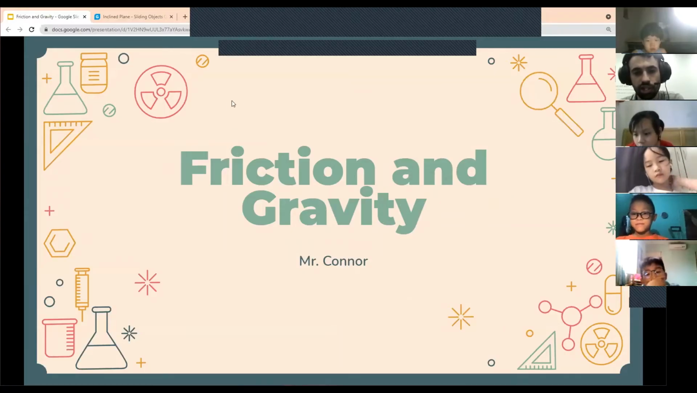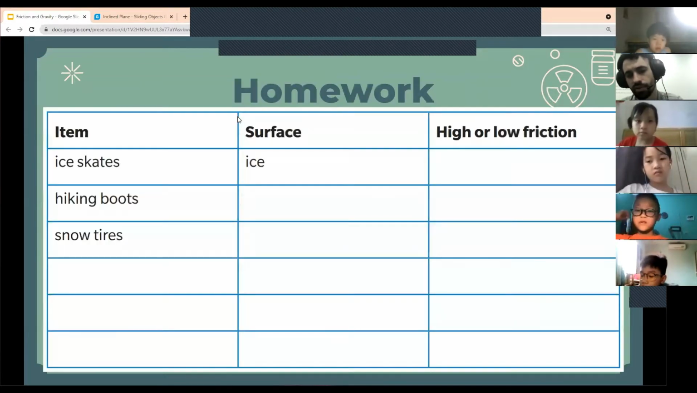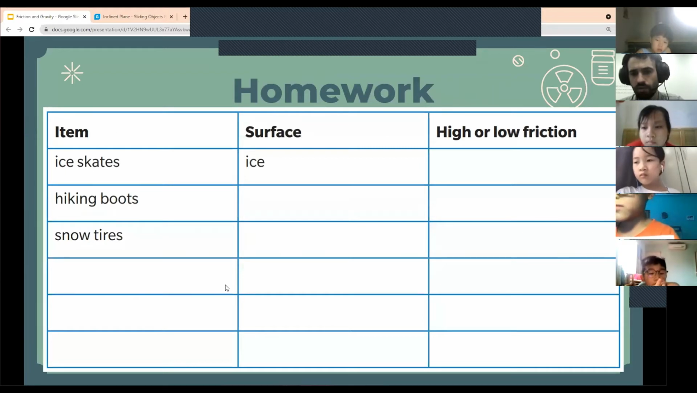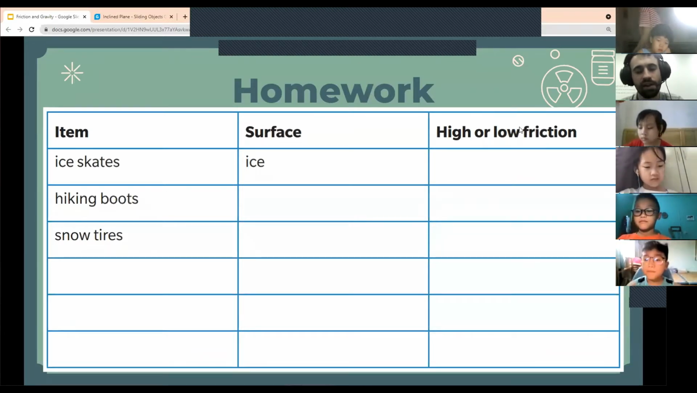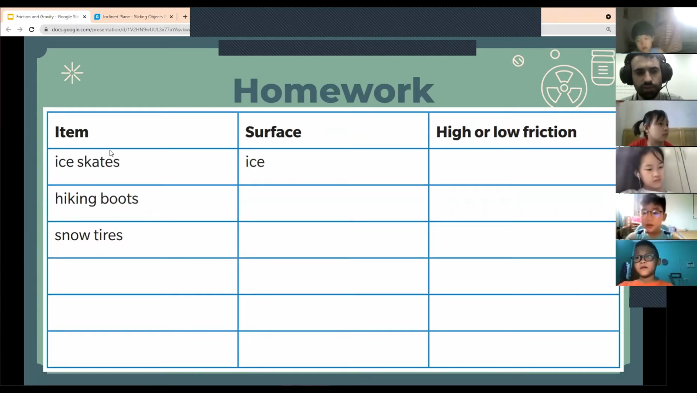Today we'll be learning about friction and gravity. We might not make it to gravity today, so we're going to be focusing on friction. Your homework was about friction. You had to go around and find items or think of things on certain surfaces and tell me if they would have high or low friction. Sometimes you want a high friction and sometimes you want a low friction. Let's review the first 3 rows together, and then you guys can share your rows with the class.